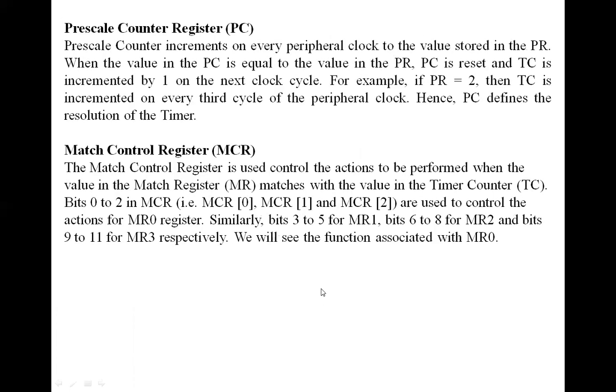Now the prescaler counter register, PC. The prescaler counter increments on every peripheral clock up to the value stored in the PR. When the value in the PC is equal to the value in the PR, PC gets reset and TC is incremented by 1. Remember the concept of when the prescaler counter will get activated. So I have tried to tell you these things. TC is incremented by 1 on the next clock cycle.